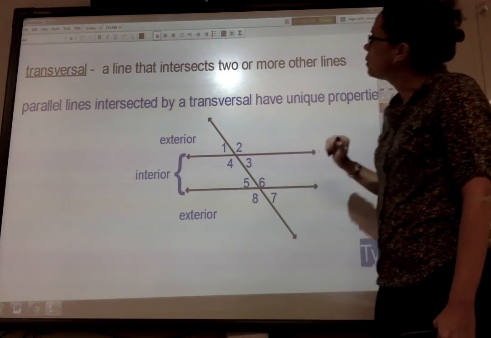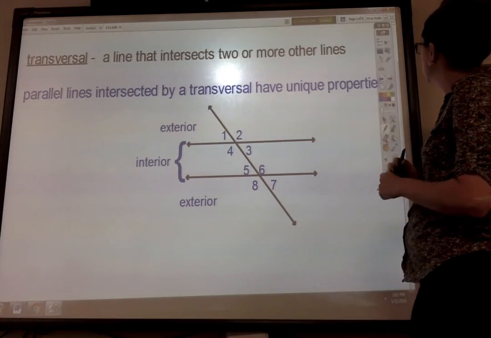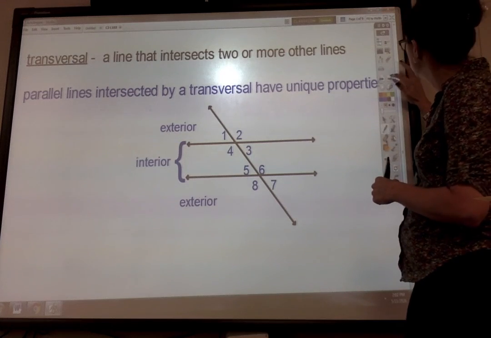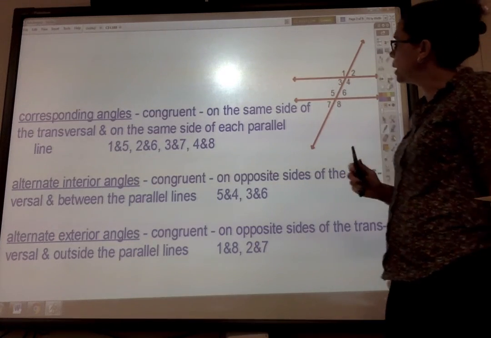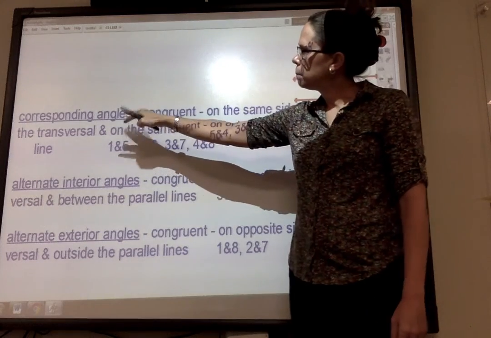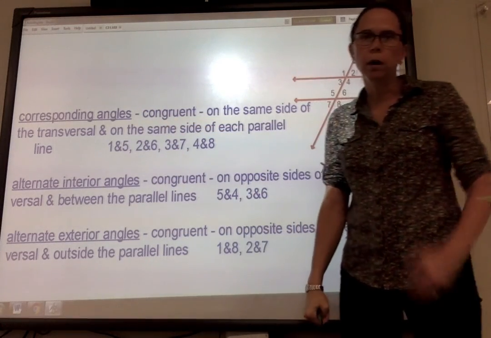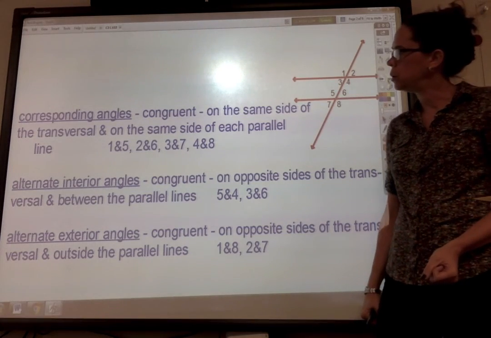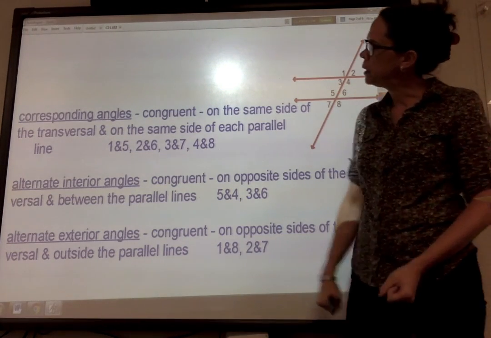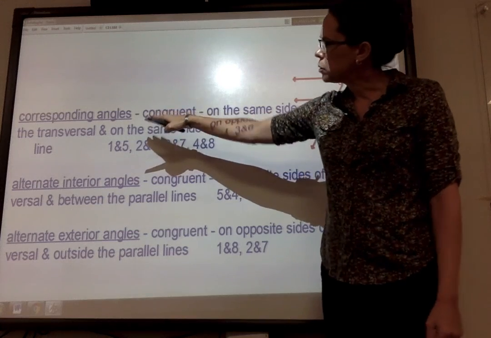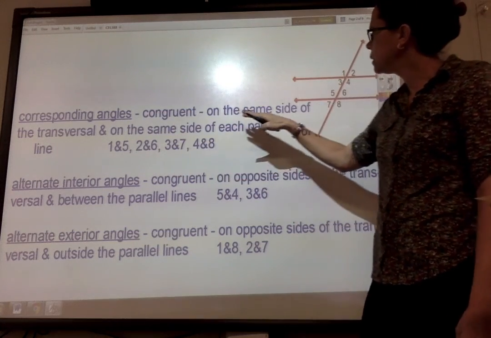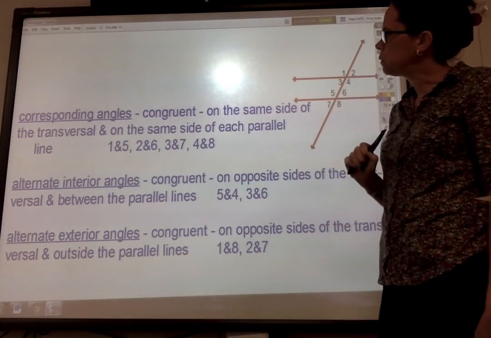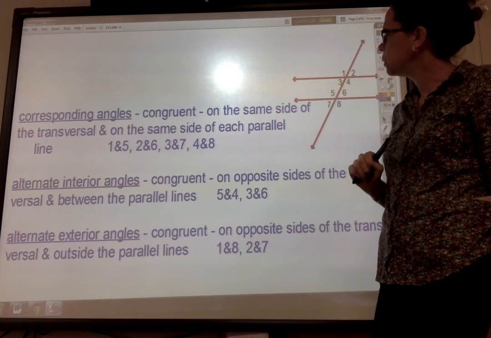Okay? So, let's move to some more vocabulary words dealing with our angles. The first vocabulary word. Remember, pause your video, get these notes in your notebook, get these definitions in your notebook, okay? Corresponding angles. Corresponding angles are congruent. They're on the same side of the transversal and on the same side of each parallel line.